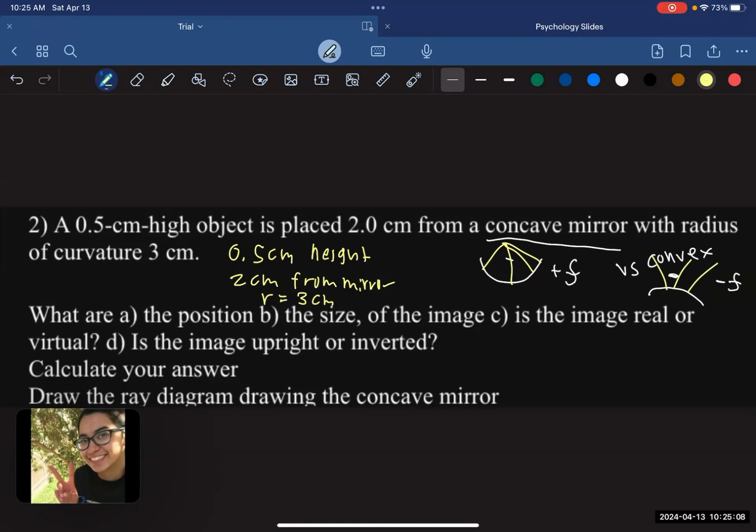One thing I forgot to mention is that for convex, it's negative because the focal point is behind the mirror, and that's why you have a negative focal point. Whereas this one, it's in front of the mirror.